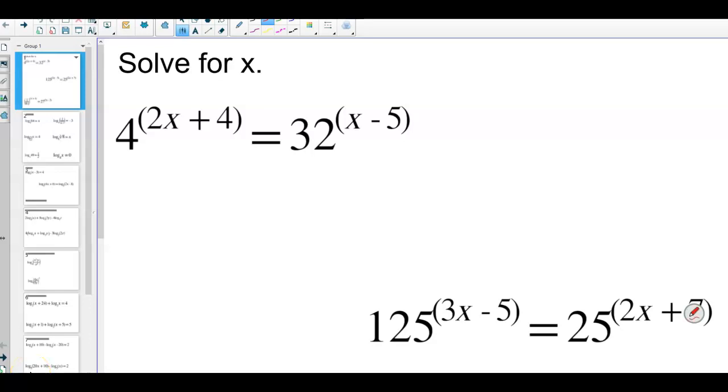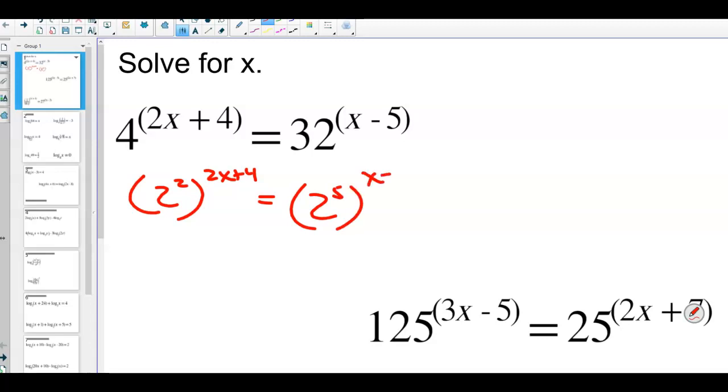So we've got to get to the similar base. Okay, which means if you have the numbers 4 and 2, I can't raise 4 to a whole number to get to 32. But I can raise 4 to be 2 squared, and I can raise 32 to be 2 to the 5th. That I can do.